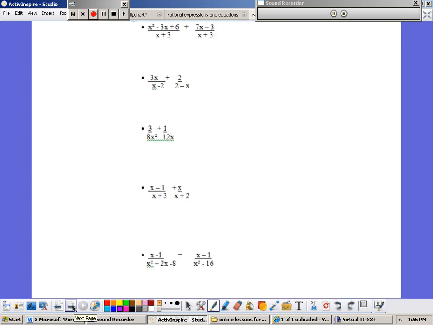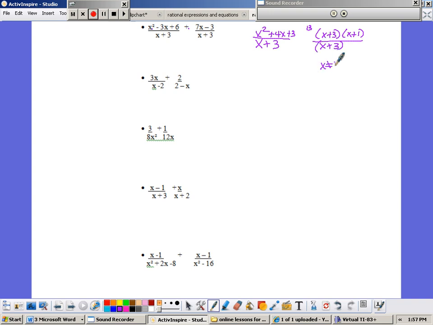Okay, so these first two have a common denominator, x plus 3, so I don't have to change the numerator. So x plus 3 stays on the bottom. I have an x squared plus x squared, so it's 2x squared, and I have a negative 3x plus a 7x, which is 4x, and I have a 6 minus 3, which is positive 3. Now I have to factor: 1 and 3. Break into x plus 3, x plus 1 over x plus 3.